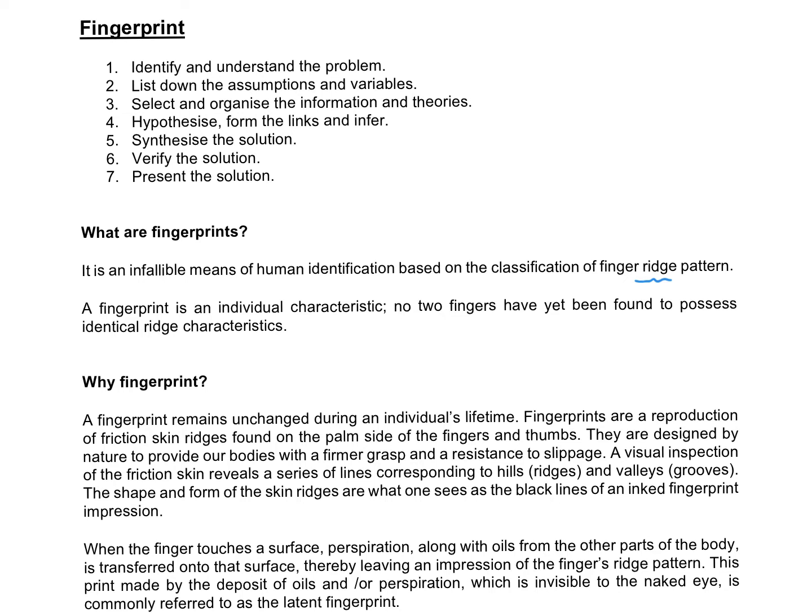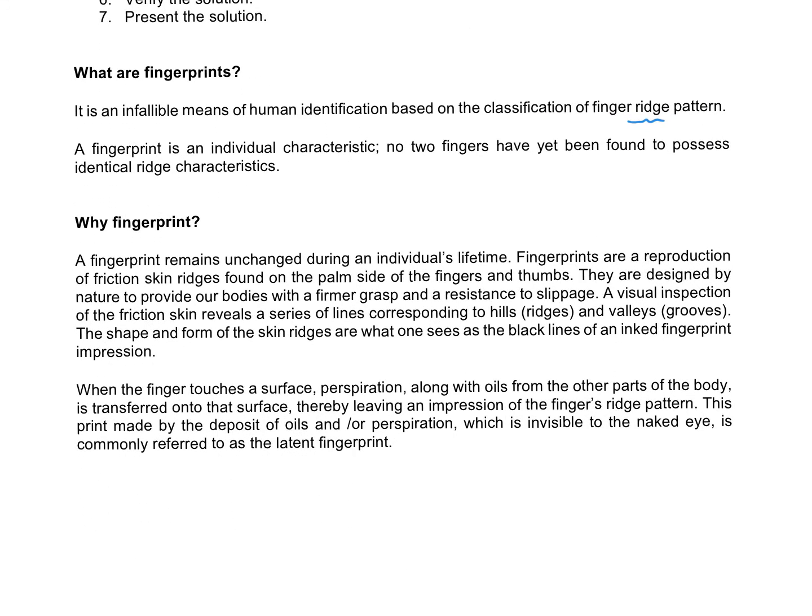Now, a fingerprint is an individual characteristic. No two fingers have yet been found to possess identical ridge characteristics. So why fingerprint? A fingerprint remains unchanged during an individual's lifetime. Fingerprints are a reproduction of friction skin ridges found on the palm side of your fingers and thumbs. They're designed by nature to provide our body with a firmer grasp and a resistance to slippage.